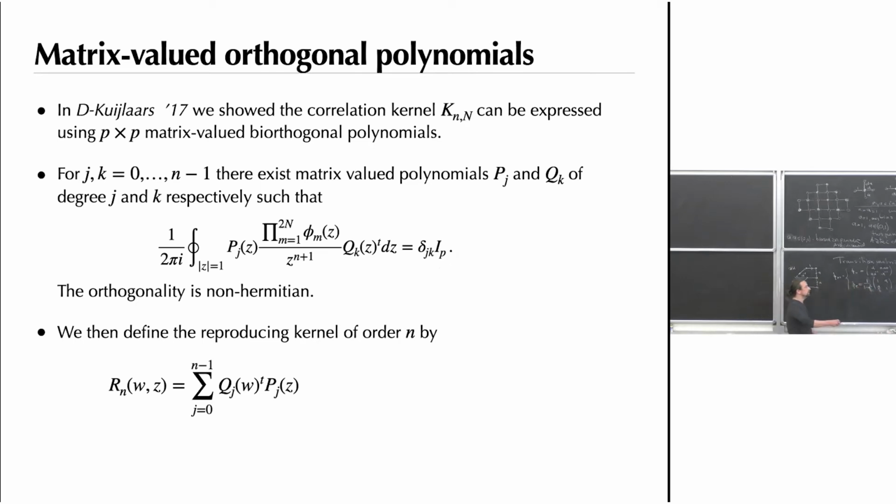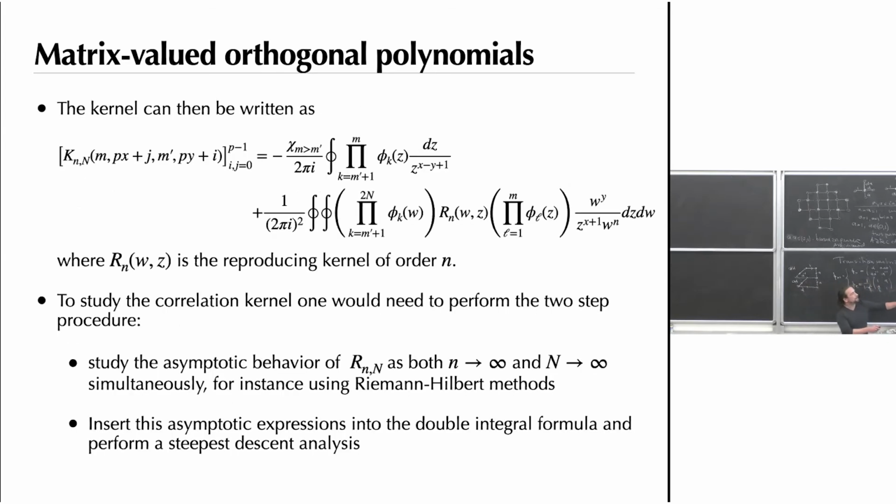And then you can show that such polynomials exist, and these are sort of bi-orthogonal matrix valued orthogonal polynomials. You can use these to build the kernel by first looking at this reproducing kernel. But the correlation kernel is not the reproducing kernel. No, it's actually much more complicated. It's a double integral formula where you get this reproducing kernel, but you also get these extra factors here, so you get a double integral formula of this.